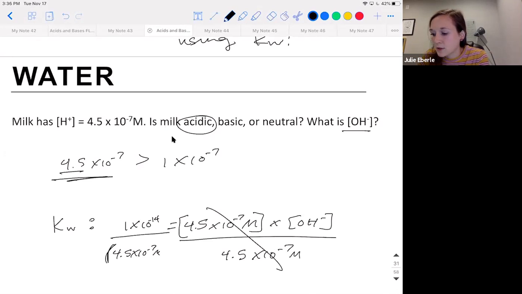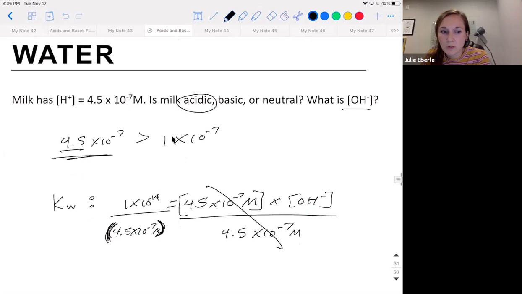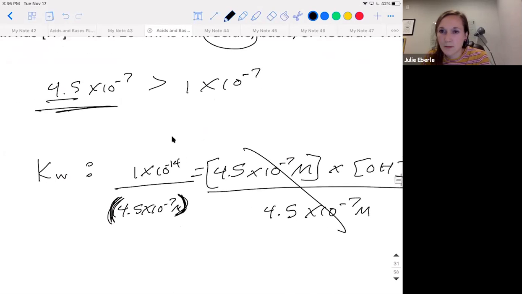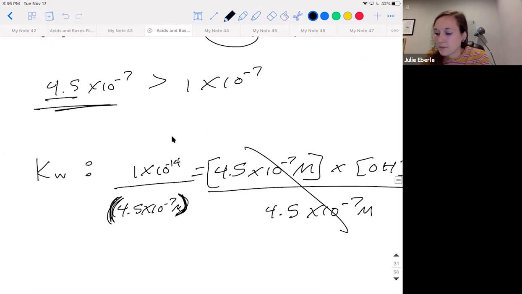Make sure when you put this in your calculator, you put this in parentheses. That's where people very commonly make mistakes on exams, forgetting parentheses, especially when you have a multiplication sign right here. You've got to put it in parentheses. So what do you get when you do that?